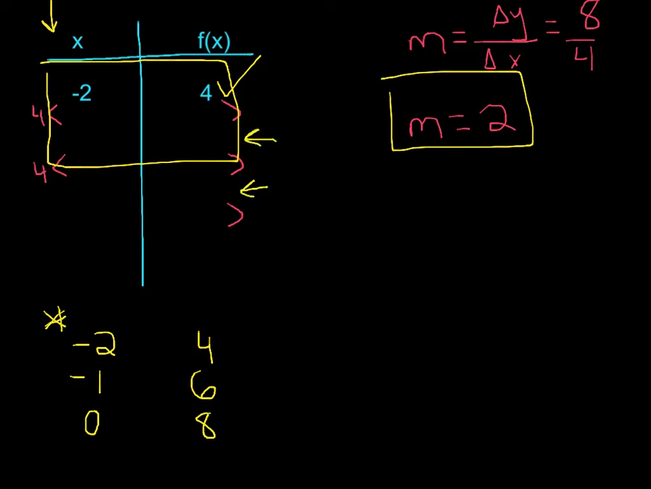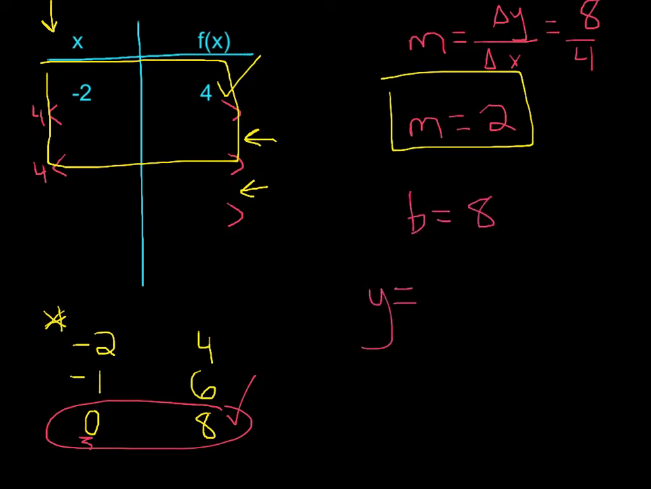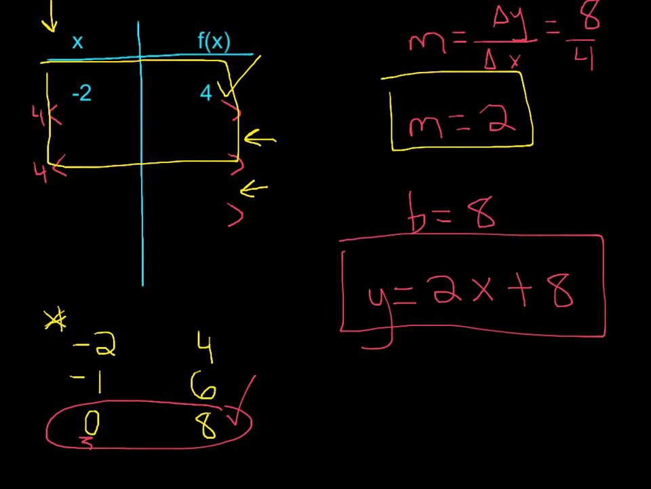If you follow that pattern, it should match up with the rest of the table. So 8 is the output that matches with the input 0. So b equals 8, and our equation is y equals 2x plus 8. Then pick a random value to check. Let's look at 10 and 28. If we plug in 10, 2 times 10 is 20, plus 8 is 28, so it checks.